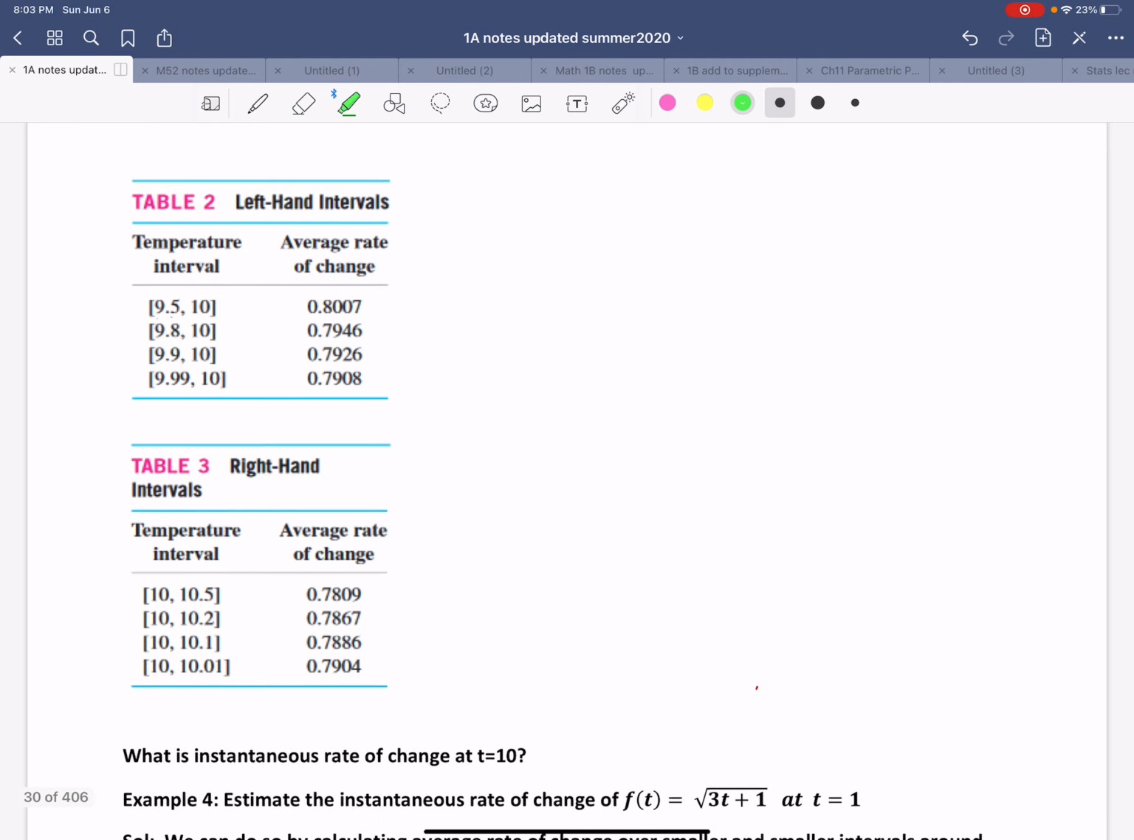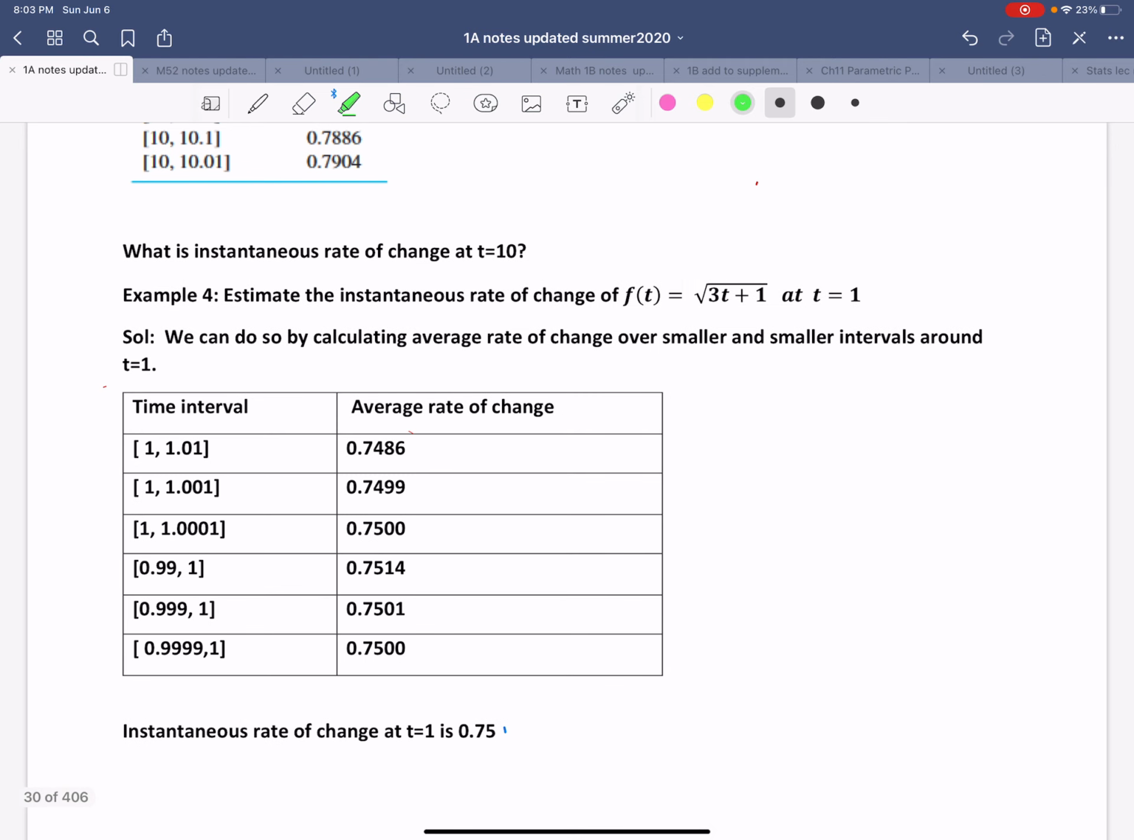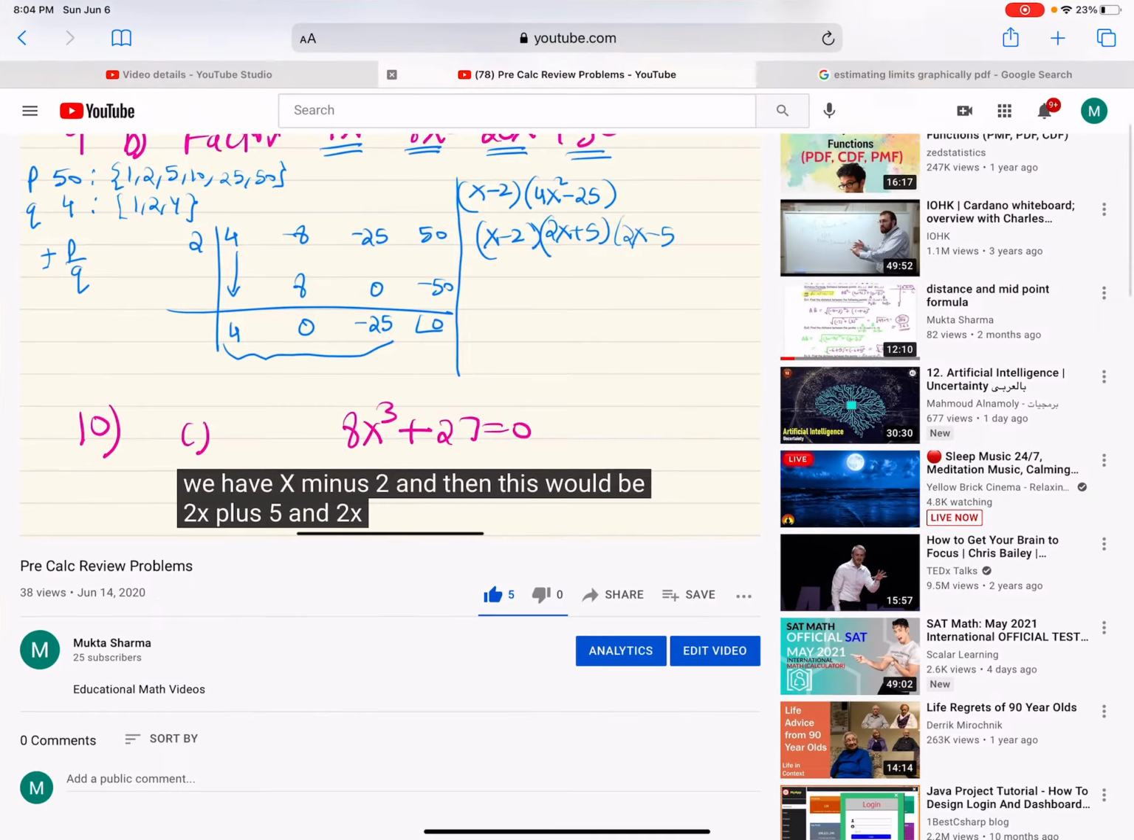All right, let's see one more example. Example number 4: estimate the instantaneous rate of change of this function at t equals 1. Well, it's a square root function. Let's go ahead and graph this really quick to see how this function looks. So I'm going to graph y equals square root of 3x plus 1.